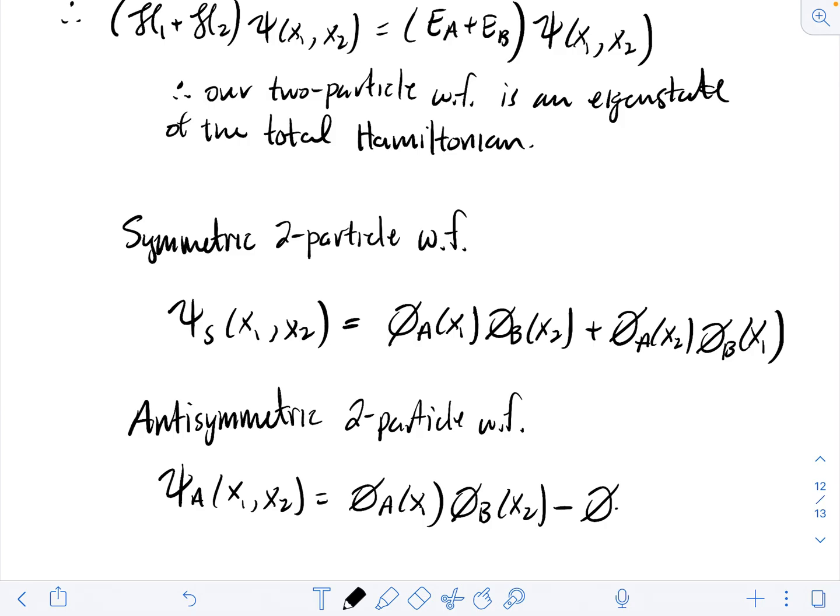And so written like this, you can see right away that the exchange property is satisfied, where for the symmetric two-particle wave function, swapping x1 and x2 leaves you with the identical wave function that you started with, no sign change. For the antisymmetric case, if you switch particle 1 and particle 2, you get the same wave function back except for the overall sign.